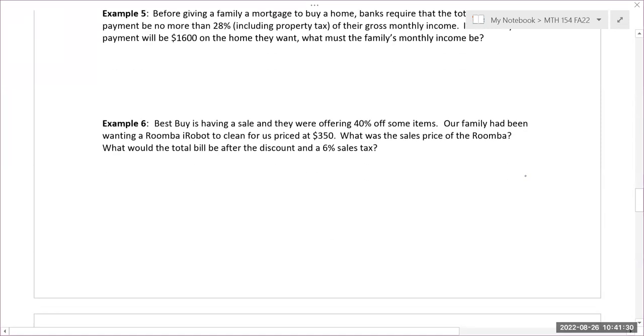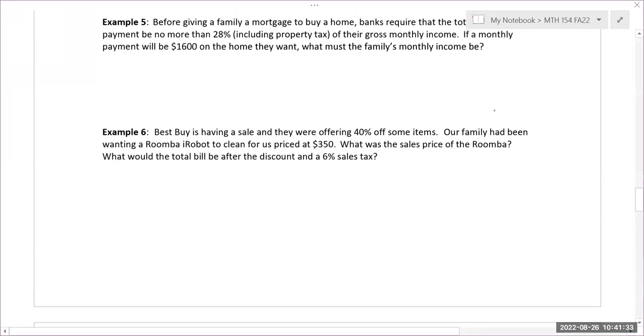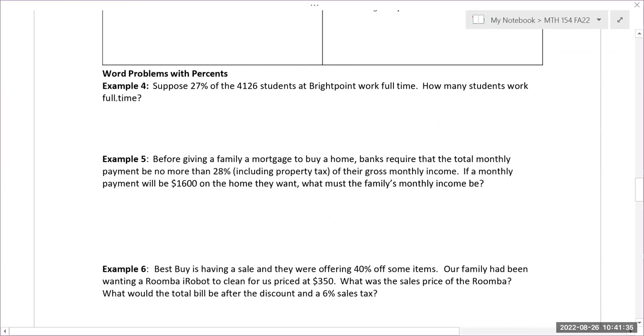So keep in mind what we were doing in terms of the translating, and we're going to do that exactly. We're going to think, what is it asking for? What am I looking for? What's happening here? And go back to those problem solving techniques as well. So suppose 27%, I'm going to put it in decimal form, of 4126 students at Brightpoint work full-time. How many work full-time? So this piece is my X. It's the number of students that work full-time at Brightpoint.